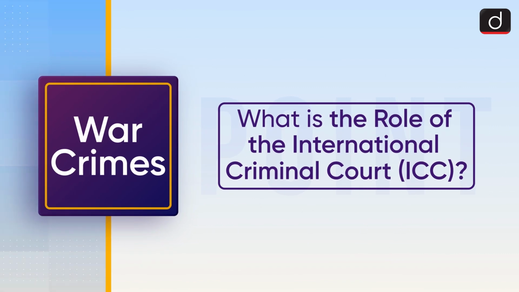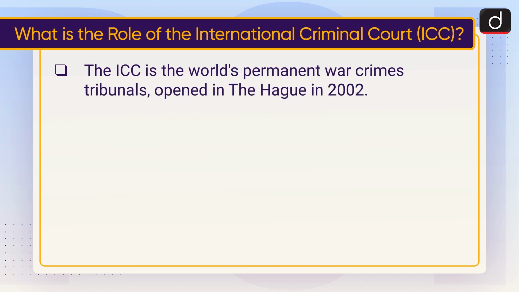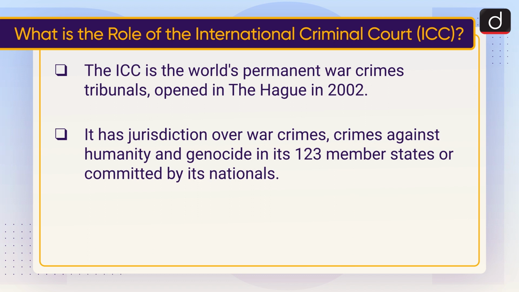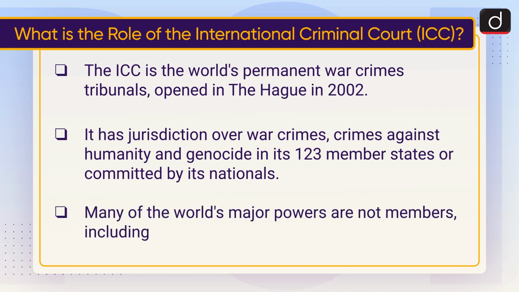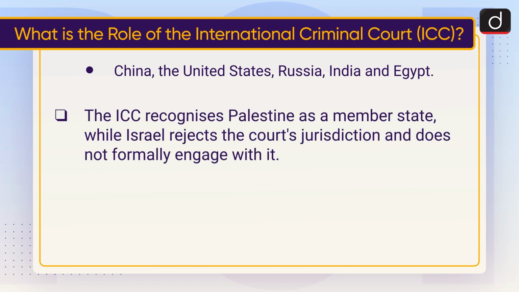Now let's understand what is the role of the ICC, that is International Criminal Court. The International Criminal Court is the world's permanent war crimes tribunal, opened in The Hague in 2002. It has jurisdiction over war crimes, crimes against humanity and genocide in its 123 member states or committed by its nationals. Many of the world's major powers are not members, including China, the United States, Russia, India, and Egypt. The ICC recognizes Palestine as a member state, while Israel rejects the court's jurisdiction and does not formally engage with it.